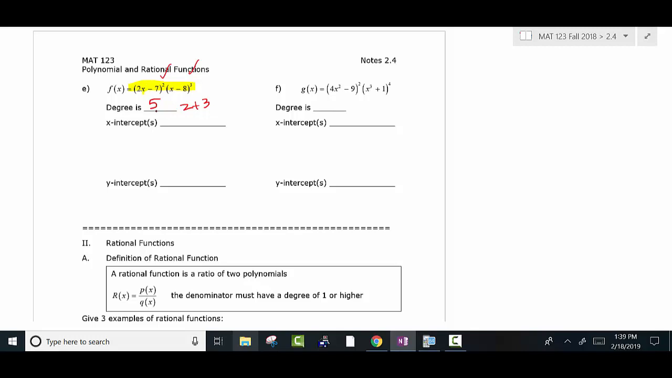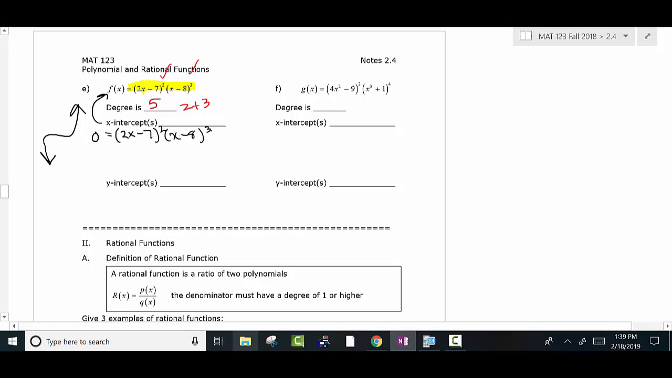So that gives you the degree. And that would tell you on this graph that your graph would probably look kind of like that, like we learned. Okay, roughly like that. Now when you do your x-intercept, this one you're going to do in your head. What you do is just set f of x equals 0 like we've been doing. So you'd have 0 equals (2x minus 7) to the second times (x minus 8) to the third.